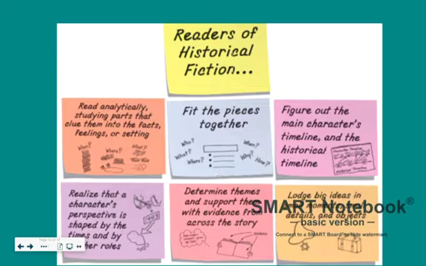Just as a quick summary, what we've learned so far. When you read analytically, you study parts that clue you into facts, feelings, or setting. Different pieces of the story fit together, the who, what, where, why, when, how. At first they might not make sense in the different chapters, but eventually they fit together. The character's timeline and historical timeline affect each other. In historical fiction specifically, history affects the characters.